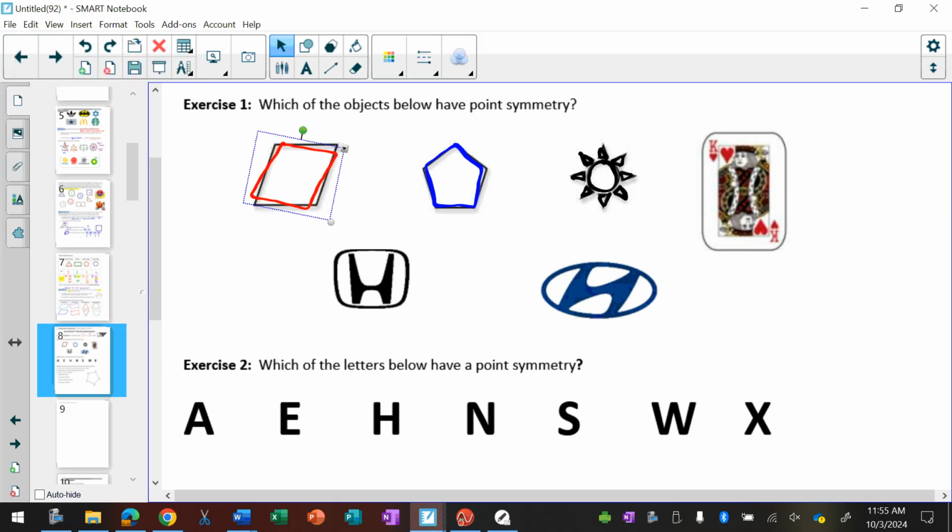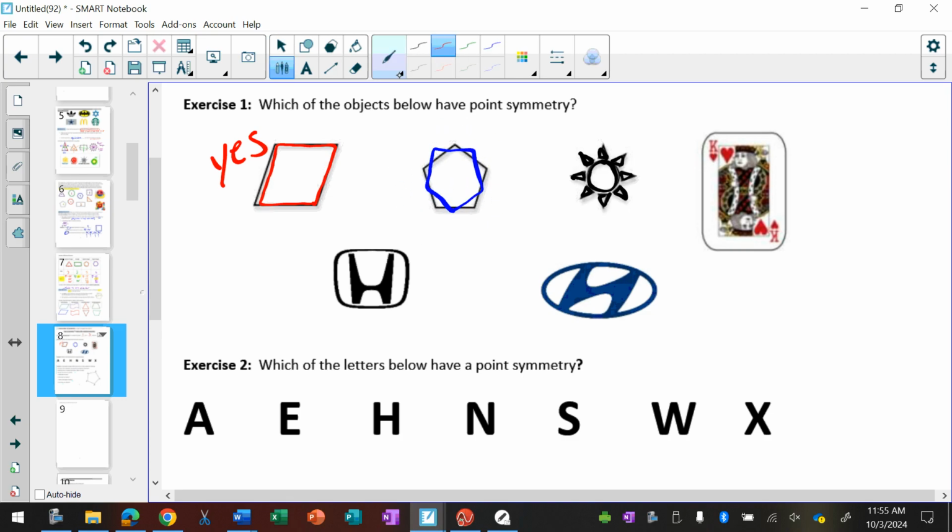So this first one, let's just take a look. If I turn it upside down, look at that, it maps back onto itself. So this does have point symmetry. This one is a yes. Any shape that has an odd number of sides when turned upside down will have the points in the wrong place. So this one is a no. If you're not sure, we can take the shape, spin it upside down, see if it maps onto itself, and that one does. You can also just take your paper and literally turn your paper upside down and see if it looks exactly the same.